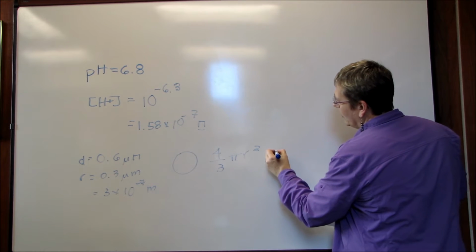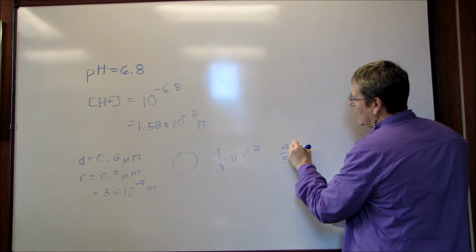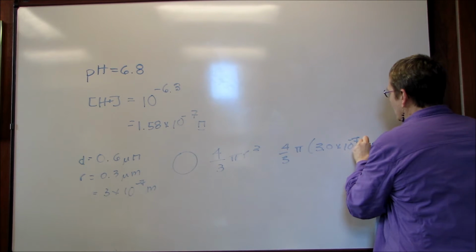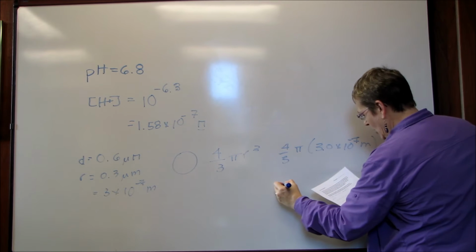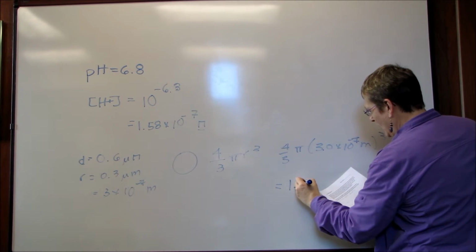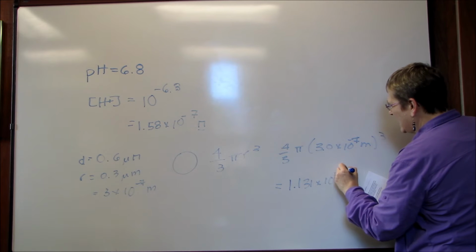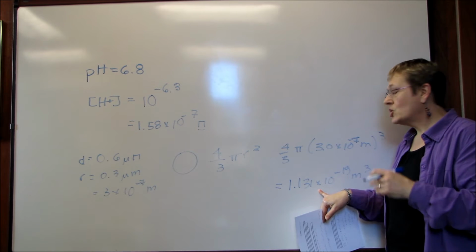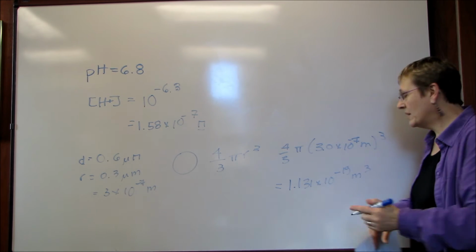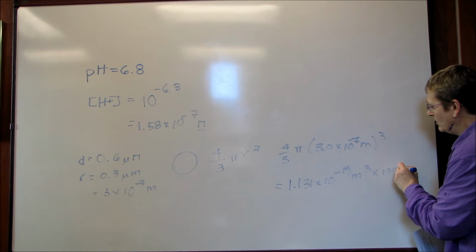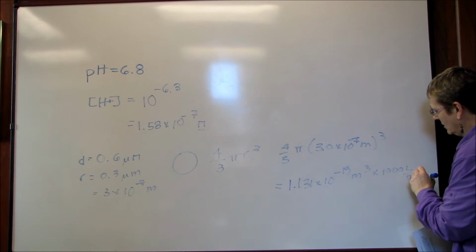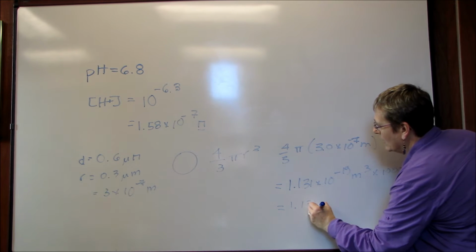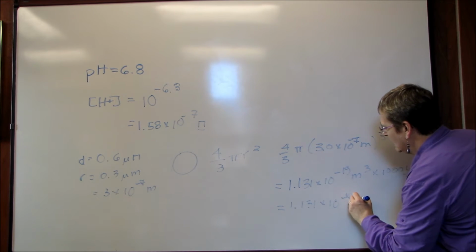So that makes our volume 4/3 pi times 3.0 times 10 to the minus 7 meters, cubed. And this gives us a volume of 1.131 times 10 to the minus 19 meters cubed. Well, meters cubed is not a unit that we can work with here, so let's convert that to liters. We know that there are 1,000 liters per meter cubed. Didn't know that? Google it or figure it out. So that gives us 1.131 times 10 to the minus 16 liters.